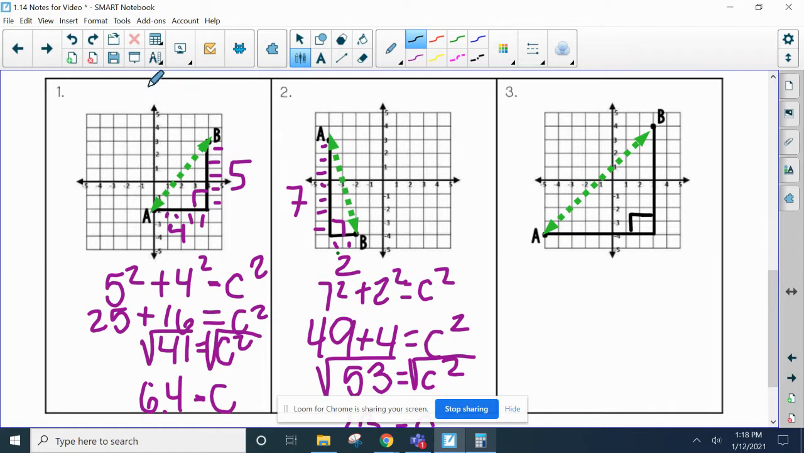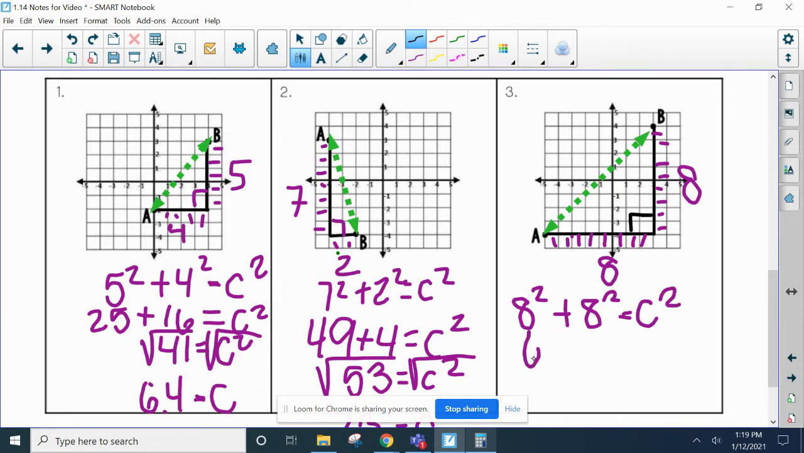All right, did you do it? Then pause it and do it. All right, so we are going to count our distance. We have 1, 2, 3, 4, 5, 6, 7, 8 boxes. And then we have 1, 2, 3, 4, 5, 6, 7, 8 boxes. So those are our two lengths that form our right angle. So a squared plus b squared equals that distance, or that missing hypotenuse squared.